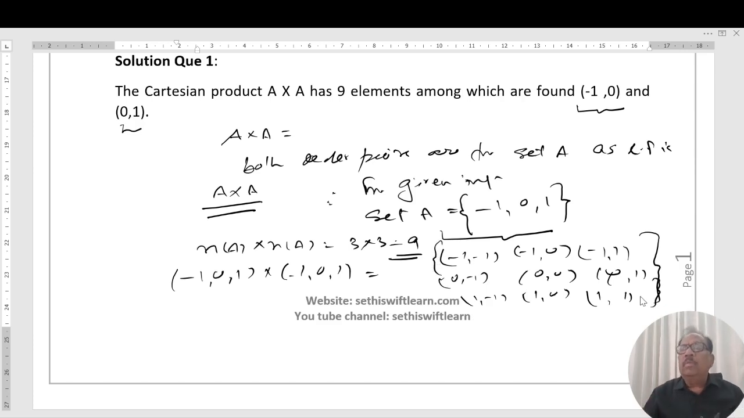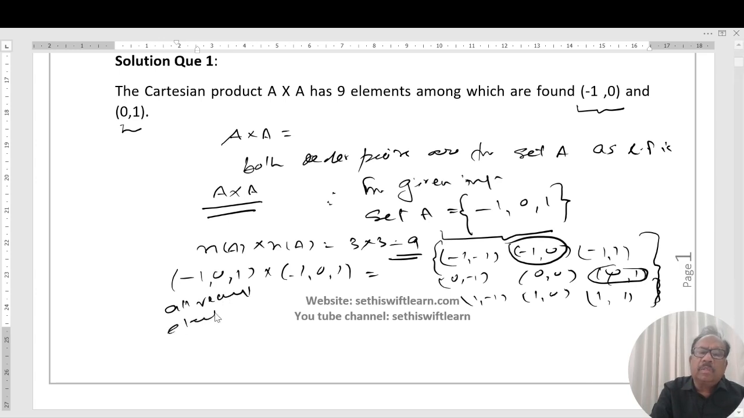Now, of the remaining elements, (-1, 0) is given. (-1, 0) is given. And (0, 1) is given. This means all the remaining elements are given above. Right? This is the answer.